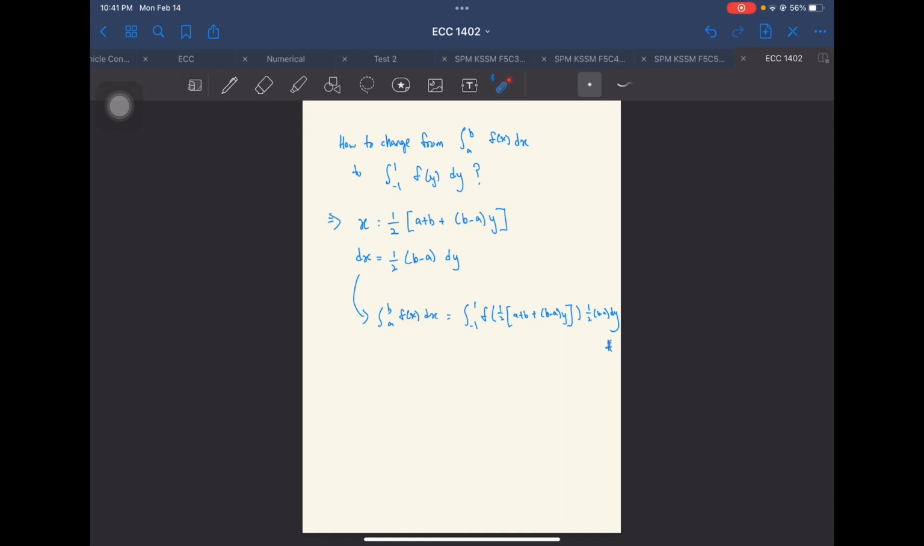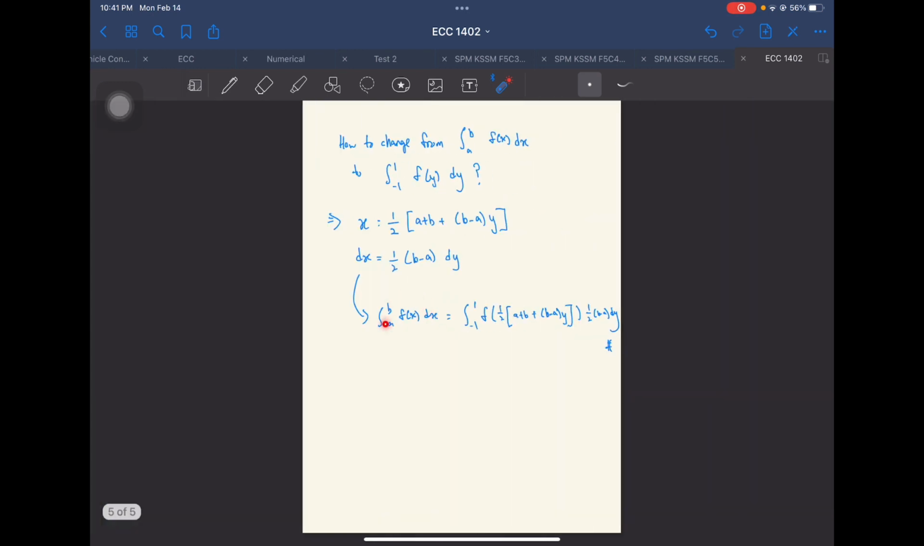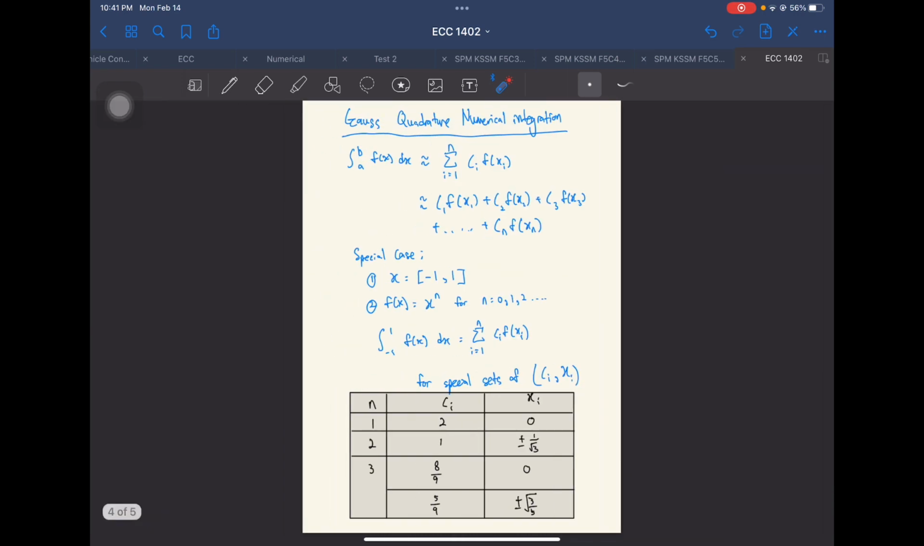You can see this x is equal to this whole thing. I just sub it inside, and then this dx is equal to this whole thing. I just put it on this side. So you got the exact thing. You just refer to the table, you will get the exact value of the integral if f(x) is a function of x to the power n.